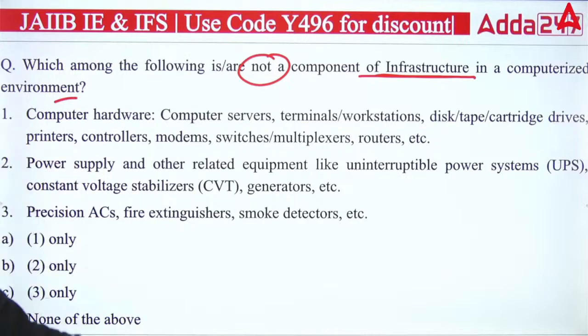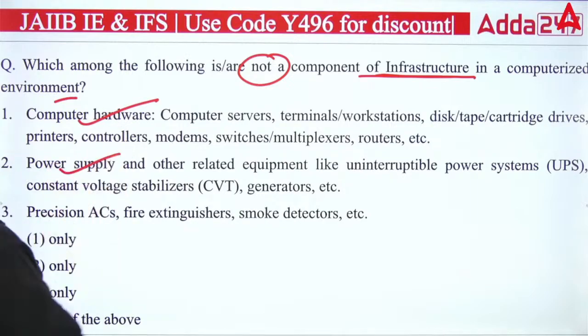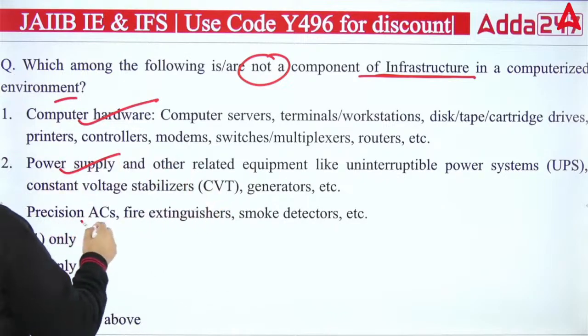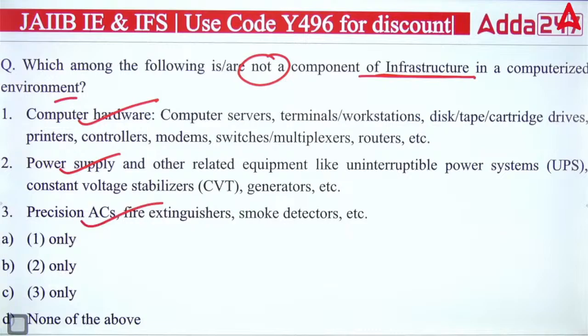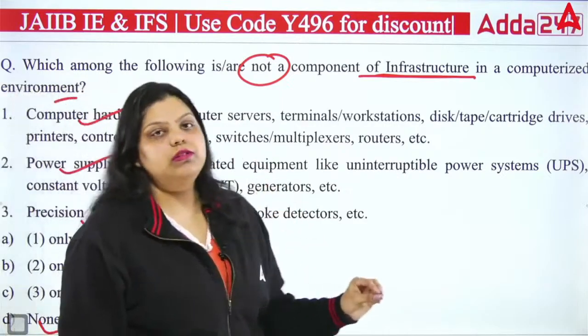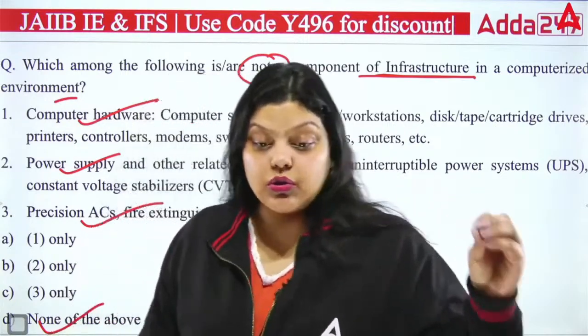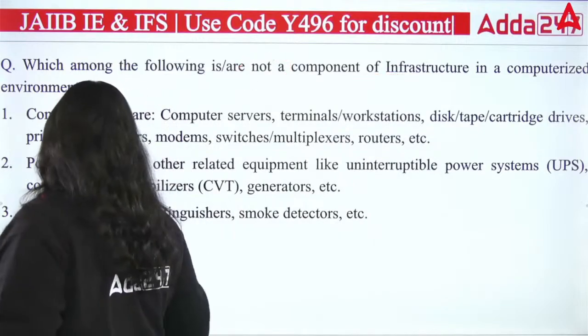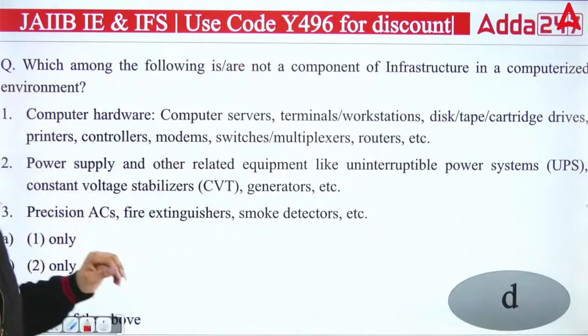So you need all the computer hardware. Obviously you need power supply, like an uninterrupted power supply system. You need a constant voltage stabilizer. You need the generator. Also, you need the precision ACs, fire extinguishers, and smoke detectors. So it means the right answer will be none of the above, because all the components are part of your infrastructure in the computerized environment. That is D. Right answer will be your D.